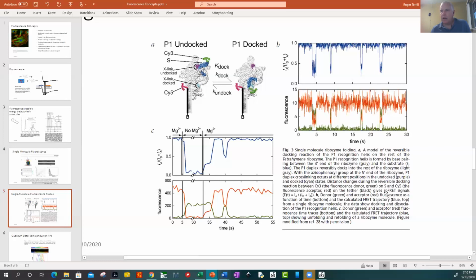So the FRET signals, fluorescence resonance energy transfer is what FRET stands for, are IA over ID plus IA, right? And the donor green, which is green, and the acceptor, which is purple, or red, whatever they call it, red, as a function of time, the calculated FRET trajectory, the blue top. This is the calculated FRET trajectory. So this is the fluorescence, right?